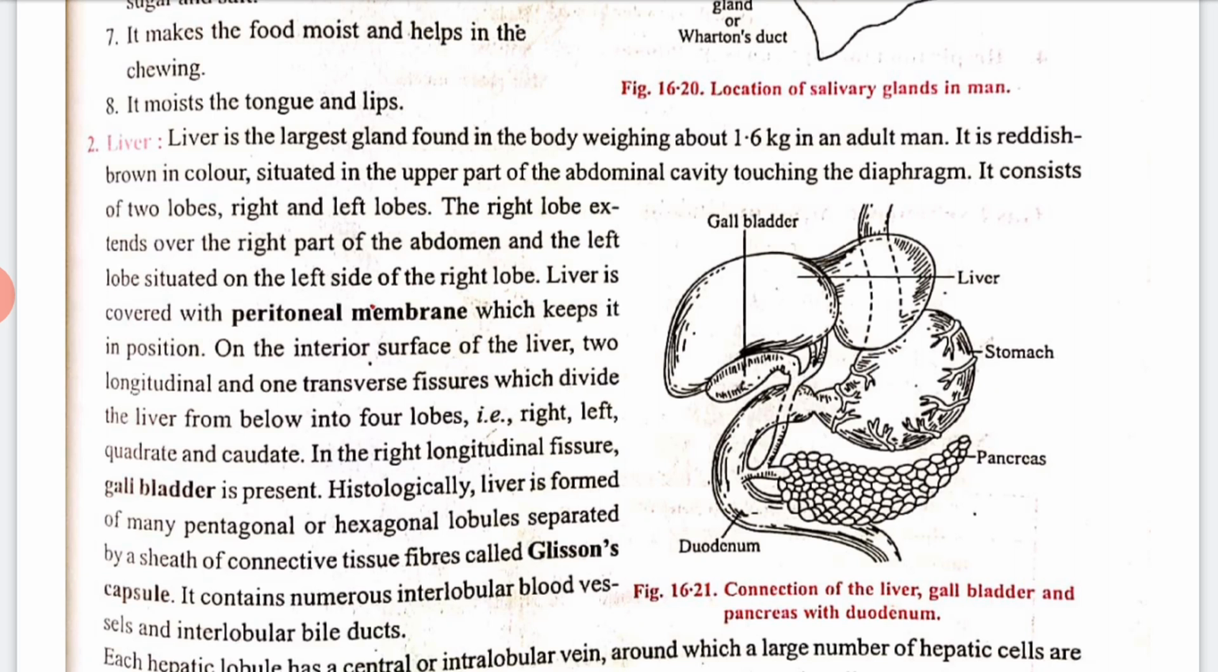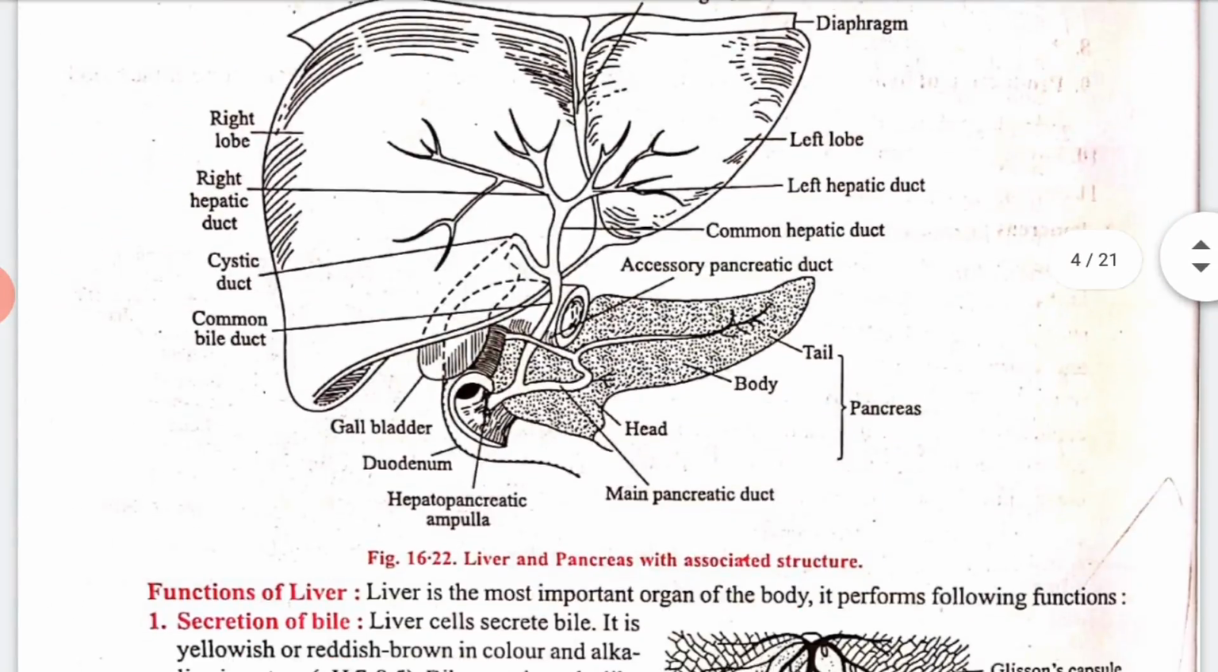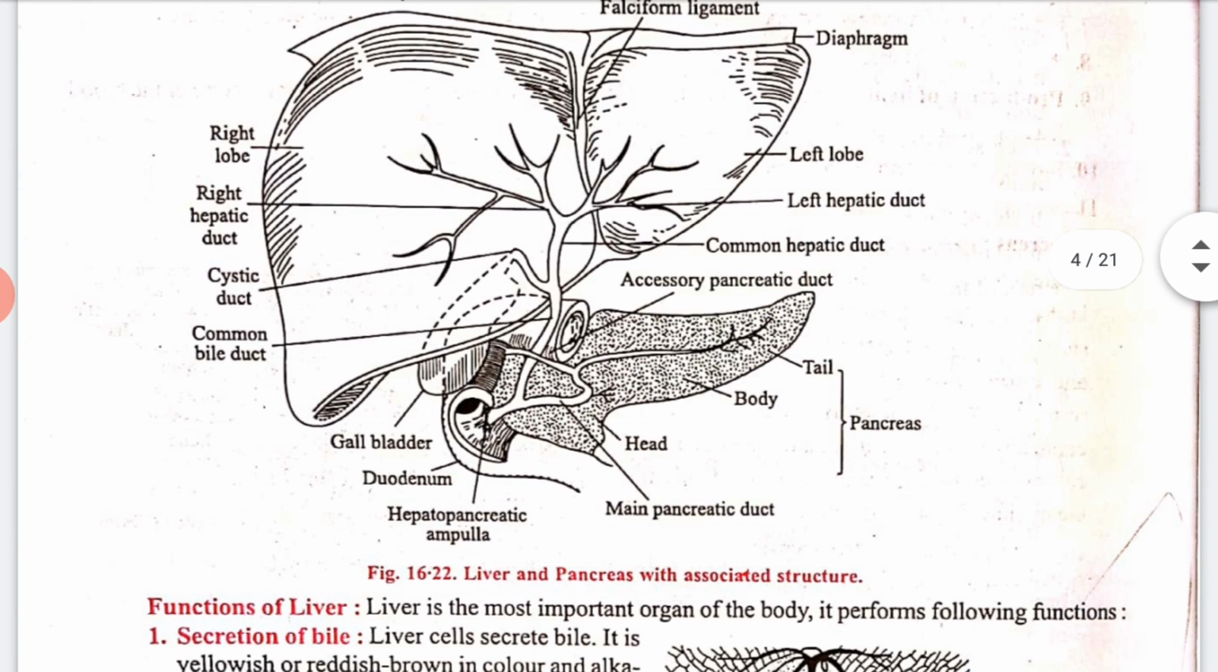Okay, now let's see the liver sinusoids. These are irregular branches of interlobular veins, and they also contain Kupffer cells. Next are the bile capillaries. These form a network on the surface of hepatic cells, and they join to form a bile duct which opens into a hepatic duct. Again, here a structure is given, how beautifully it is given. See, the liver and pancreas with associated structures.